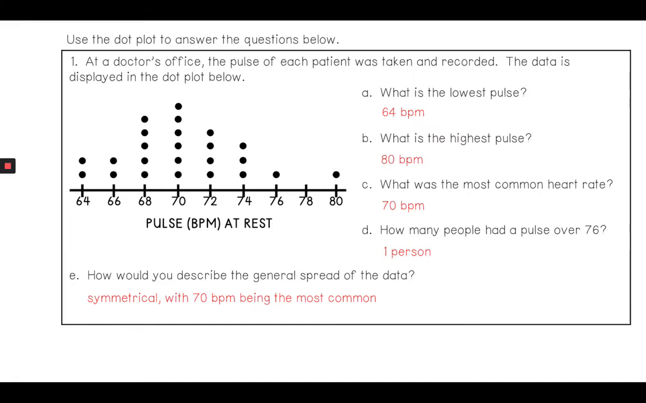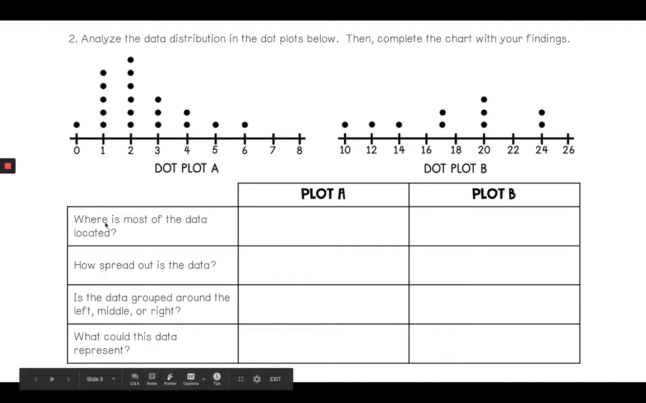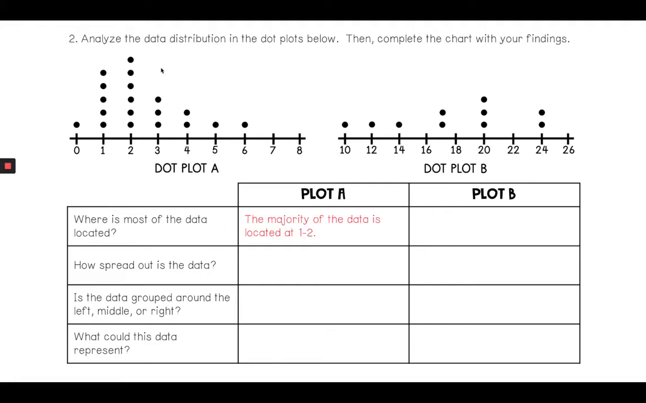Okay, next question. 2. Analyze the data distribution in the dot plots below. Then complete the chart with your findings. So if I look at these two dot plots, the very first thing that I notice is the dot plot A has more points than dot plot B. But going through plot A, where's most of the data located? Well, in this one, most of the data is located between 1 and 2. Like that's where most all of the points are.